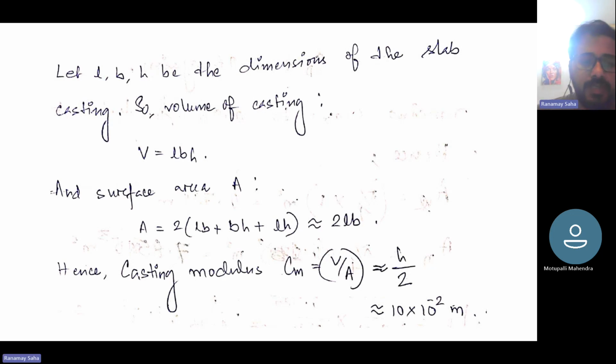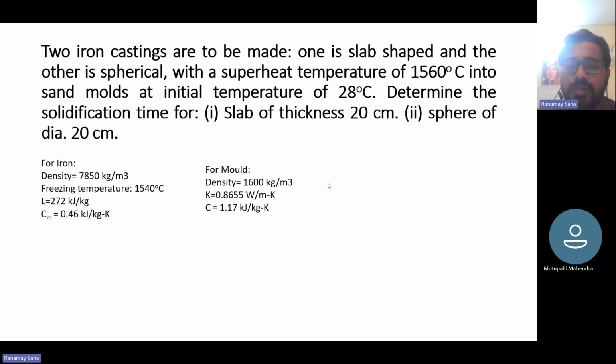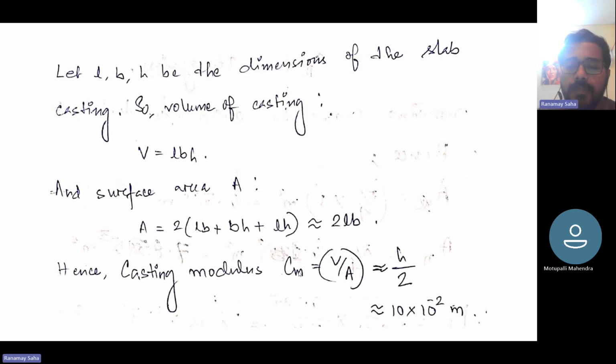Then you have this casting modulus, which is given by the ratio of volume to area. So V is LBH and area is twice of LB. So the casting modulus then becomes half of H. Okay, so if H is 20 centimeter, then your CM or casting modulus becomes H by 2, that is 0.1 meter.